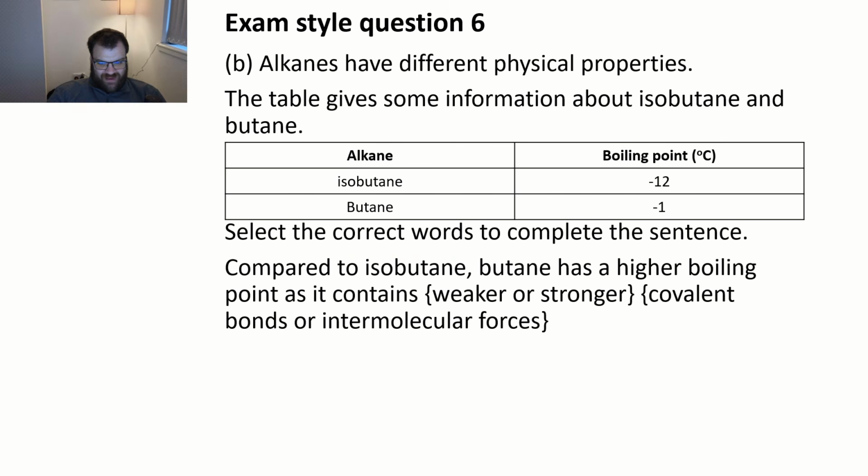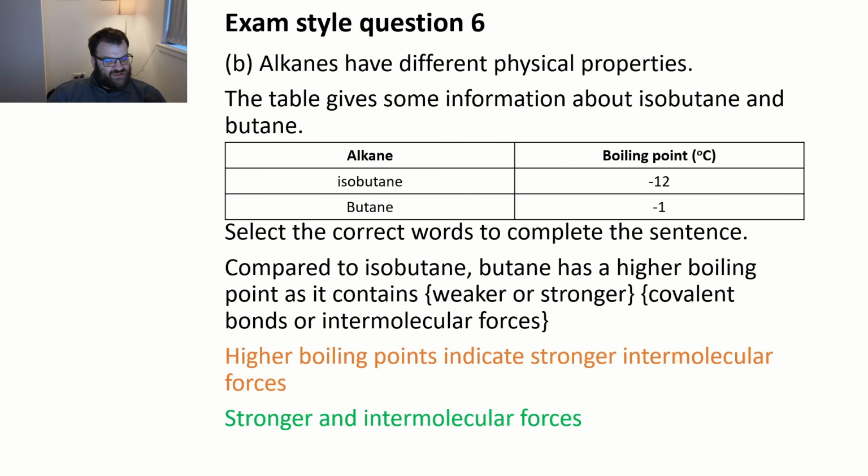Next one, we're now talking about intermolecular forces. We're asked to compare butane to isobutane. It tells us that butane has a higher boiling point, as we can see there. -1 is closer to 0, so it's higher than -12. It has to have stronger intermolecular forces. So stronger intermolecular forces would be correct for that.